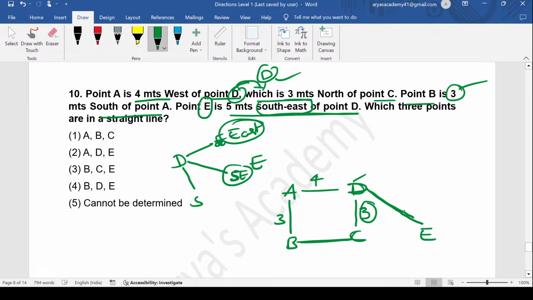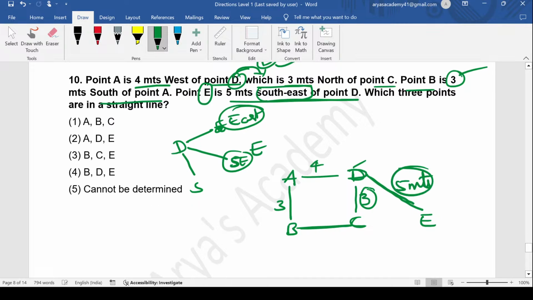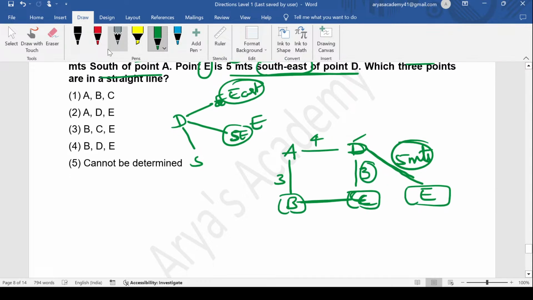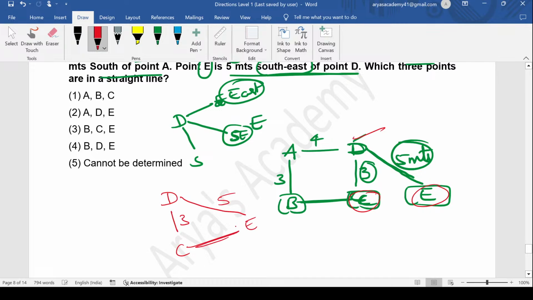And what is the distance? This distance is actually 5 meters. Now the question is, which 3 points are in a straight line? So B, C and E are in a straight line. Here I have to tell you another very important concept. If you look at points D, C and E, this is the diagram, right? From D, at a distance of 3 meters there is a point C, and from D at a distance of 5 meters there is a point E. Definitely these two will be in a straight line only.